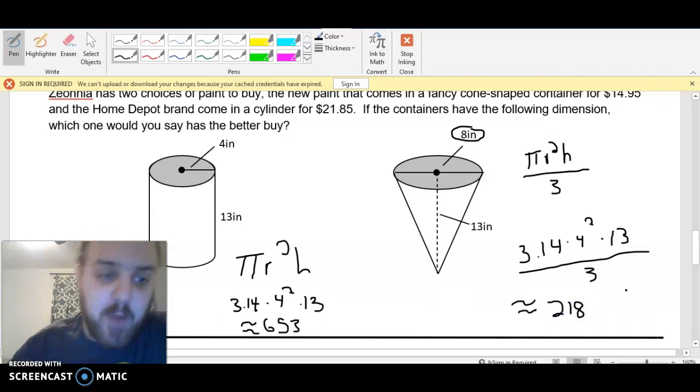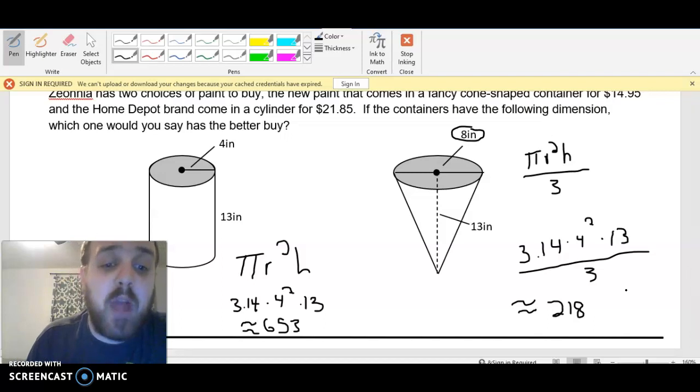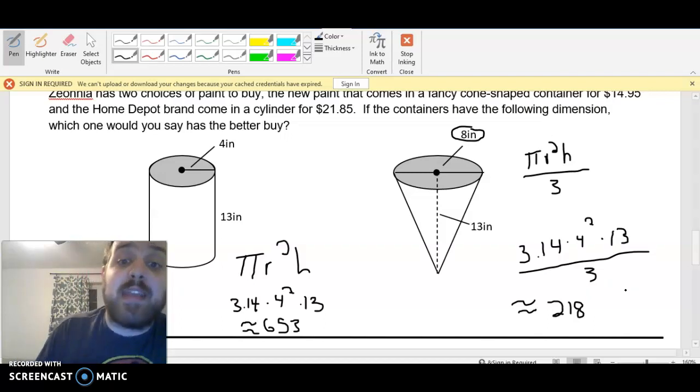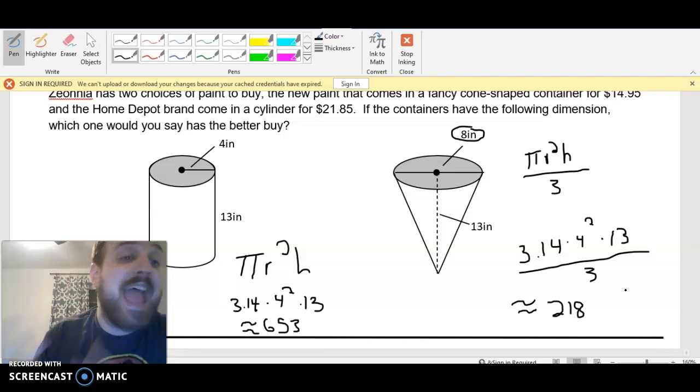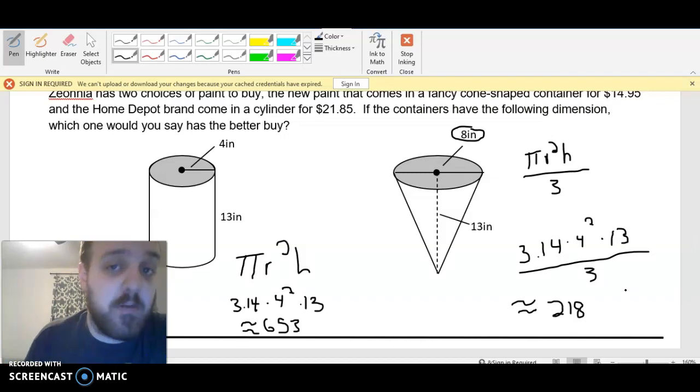Okay, Mr. Guy, well, that's well and good. We found the volume, but what does it have to do with which one's a better price? Well, we want to go ahead and calculate what the cost per unit is. And to do that, we're going to take the cost of the entire thing and divide it by that volume that we found, right? Here's the price of the whole thing divided by how much of that thing we have, and we can figure out the cost per unit of what we're looking at.